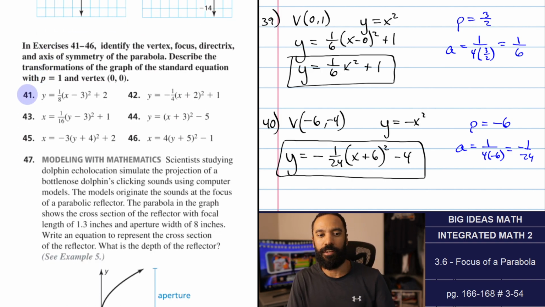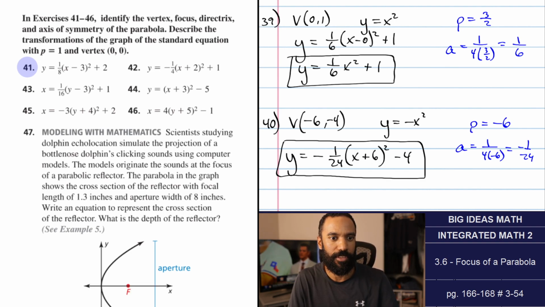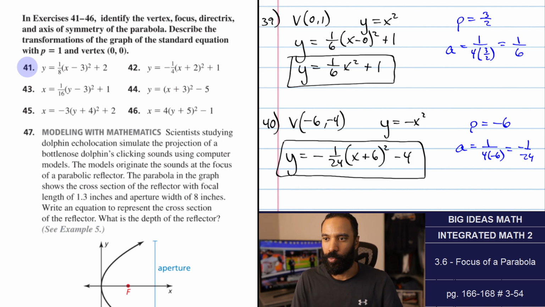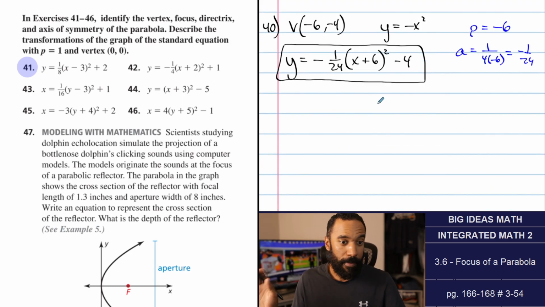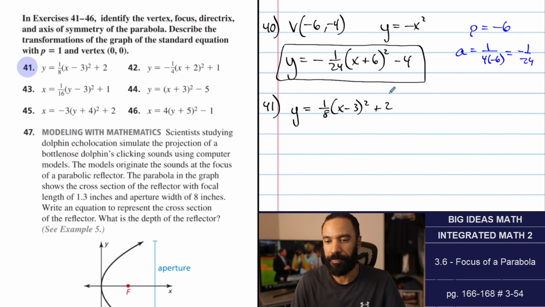41 to 46, we identify vertex, focus, directrix, and axis of symmetry. Describe the transformations of the graph of the standard equation with p equals 1 and vertex 0, 0. Okay, so the first one, we're not graphing them. I might have to use parts of the graph to make some things happen, but 41, we have y equals 1/8 times x minus 3 quantity squared plus 2.